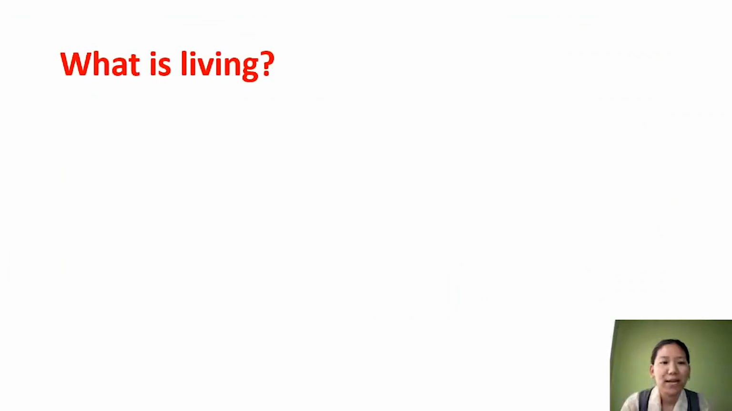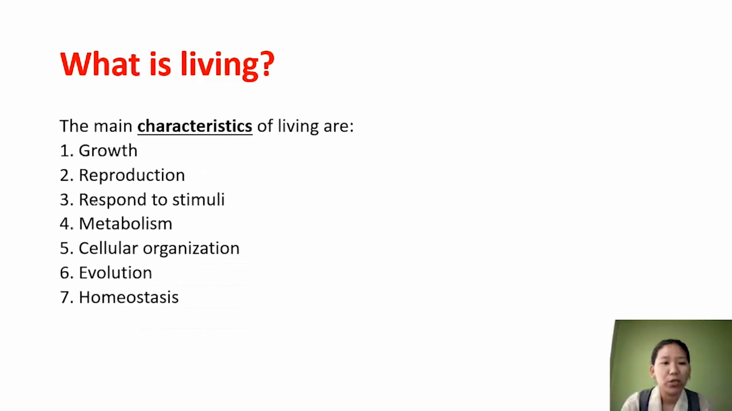To understand what is living, we have to understand the characteristics and features present in living organisms. So let us look at some of the characteristics found in living: growth, reproduction, response to stimuli, metabolism, cellular organization, evolution, and homeostasis. You can add two extra characteristics which are found in living organisms. And these characteristics can be definitive or non-definitive.